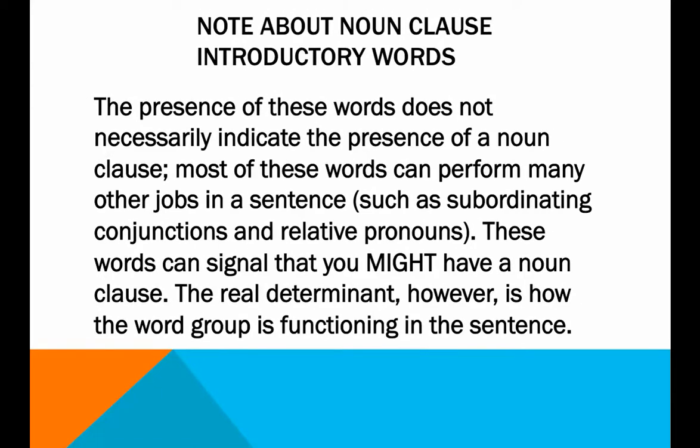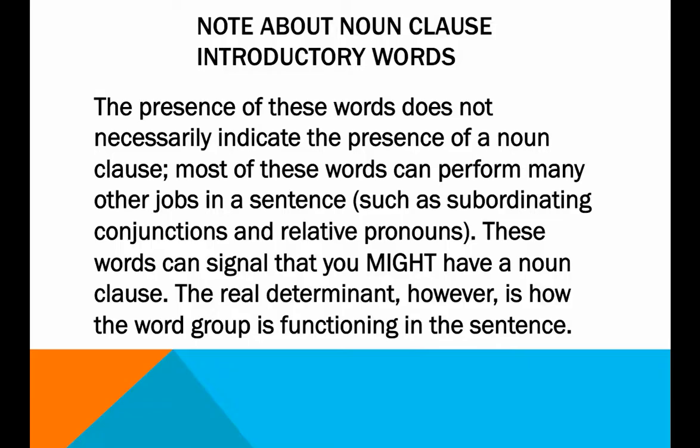Here's an important note about these introductory words. The presence of these words does not necessarily indicate the presence of a noun clause. Most of these words can perform many other jobs in a sentence. In fact, you'll see some of these words appear as subordinating conjunctions or as relative pronouns, which introduce other types of subordinate clauses. These words can signal that you might have a noun clause. So again, they're a signal, something to look for.